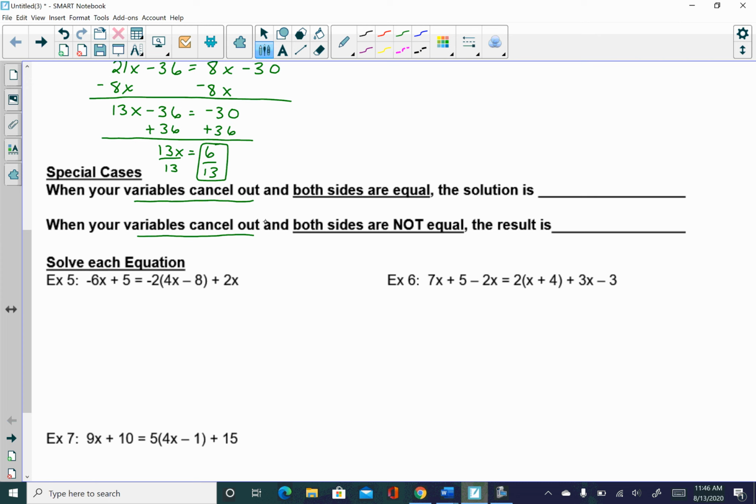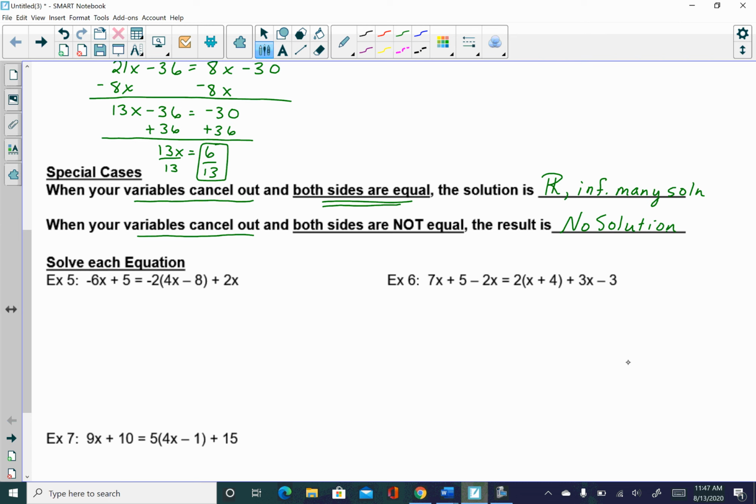Save yourself some work. So when your variables cancel out, so when your letters cancel out and both sides are equal, the solution is all real numbers or infinitely many solutions. When your variables cancel out and both sides are not equal, the result is no solution. Okay. So let's tackle a couple of these down here.